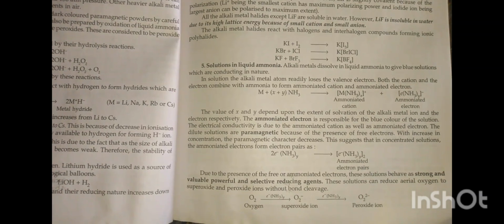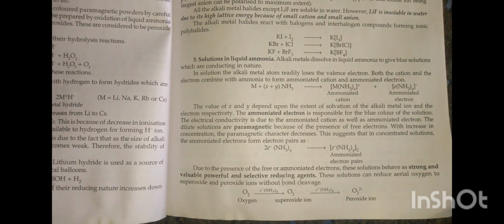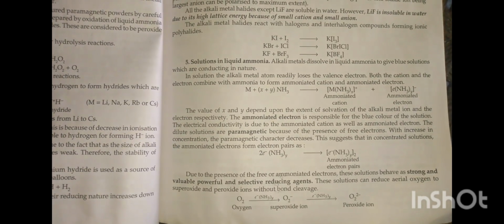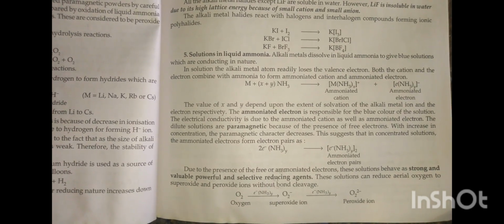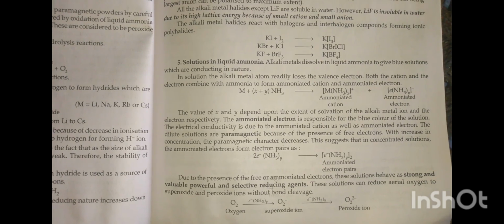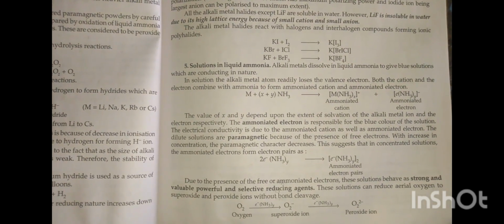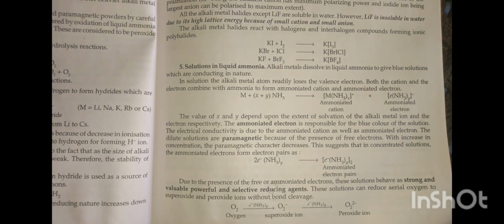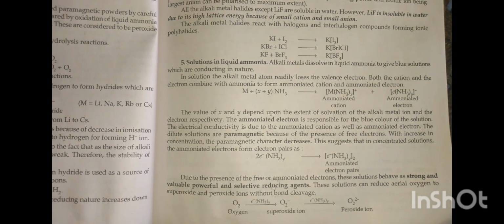Next is solutions in liquid ammonia. Alkali metals dissolve in liquid ammonia to give blue solutions which are conducting in nature. In solution, the alkali metal atom readily loses the valence electron. Both the cation and the electron combine with ammonia to form ammoniated cation and ammoniated electron. Due to the presence of free or ammoniated electrons, these solutions behave as strong, valuable, powerful and selective reducing agents. These solutions can reduce aerial oxygen to superoxide and peroxide ions without bond cleavage.